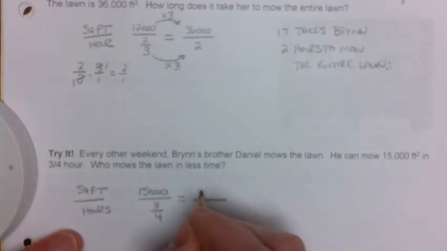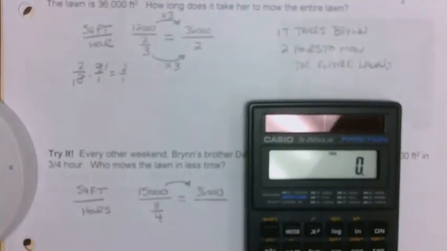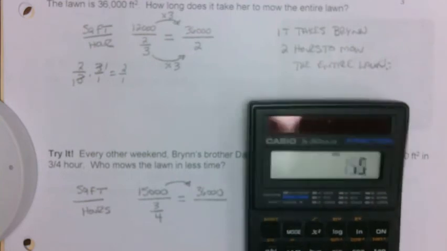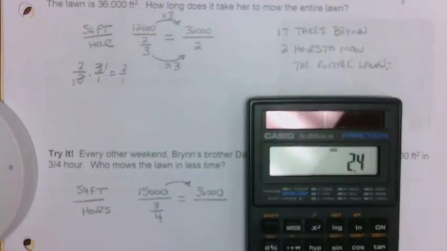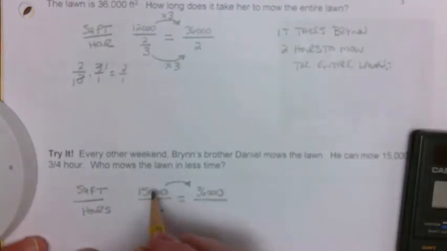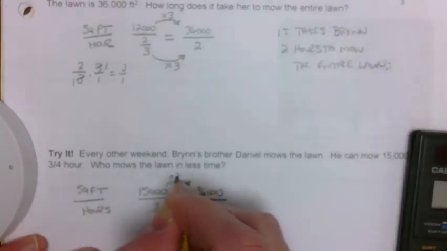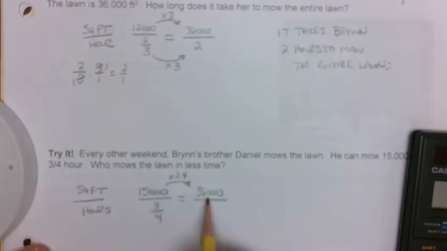The entire lawn, again, is 36,000 square feet. So we're going to have to figure out, how do you scale from 15,000 to 36,000? Well, if we take out our calculator in order to figure that out, all we have to do is 36,000 divided by 15,000, and that gives me a decimal of 2 4/10. So if I do 15,000 times 2 4/10, that's going to get me to 36,000. So that means I'm going to have to take my hours and multiply that by 2 4/10 as well.